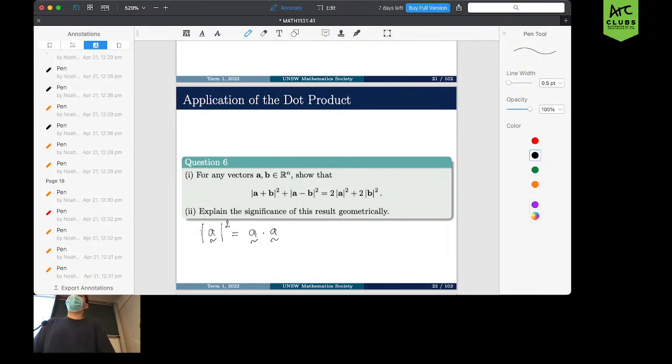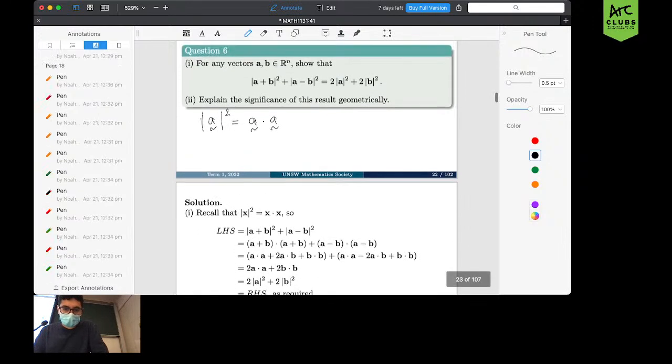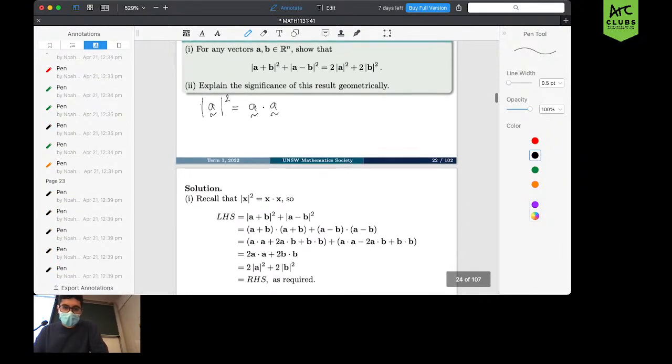However, it's a show that question, which means we're trying to go from the left-hand side to the right-hand side. And therefore, we're going to use this property twice on the vector A plus B all squared and the vector A minus B all squared. So let's get to our solution. Recall that the magnitude of x all squared is just vector x dot producted with itself.